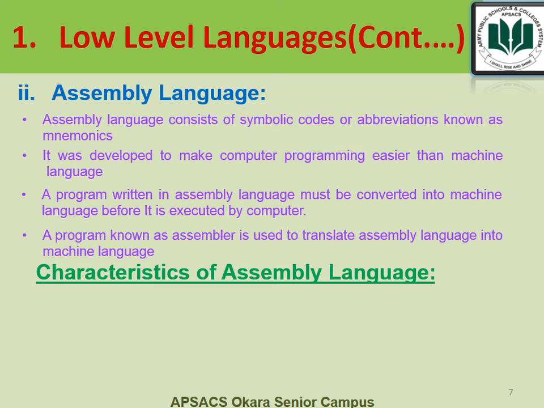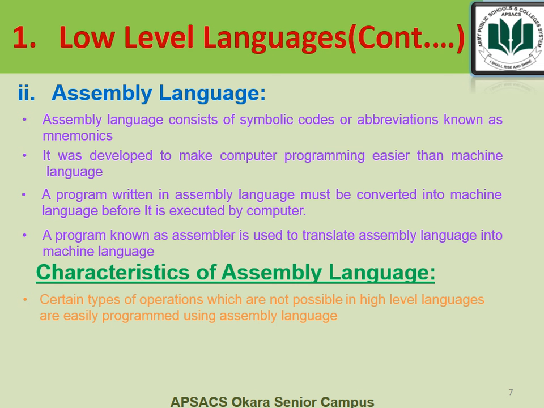So, characteristics of assembly language: certain types of operations which are not possible in high level languages, and high level languages are usually programmed using assembly language. There are some operations which are not possible or are difficult to perform in high level language, so they can be written in assembly language easily. A program written in assembly language will require less storage and less running time, because assembly language is close to the computer hardware.